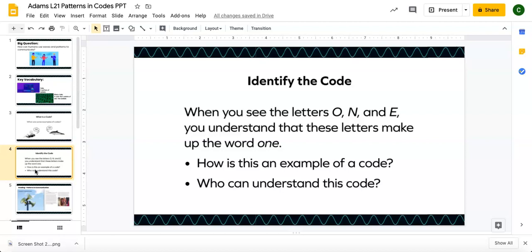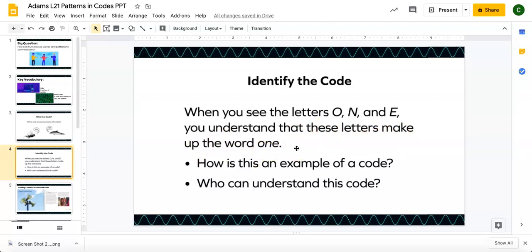So when you see the letters O, N, and E, we know and we can understand because one, we speak English, and two, we know these alphabets and we know what these letters create. We know what this is and what this code is, but what we haven't thought about is how this is a pattern and how this is a type of code. So when you see the letters O, N, and E, you understand that these letters make up the word one. Well, how do we know that, right?